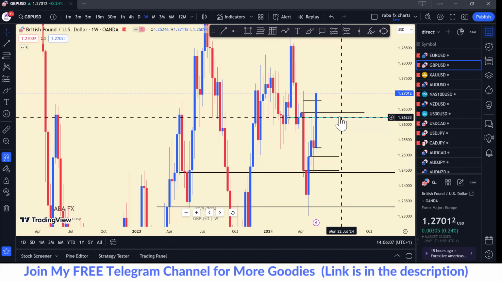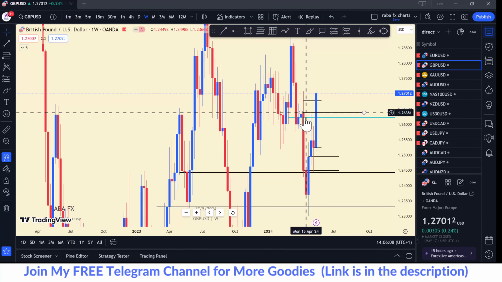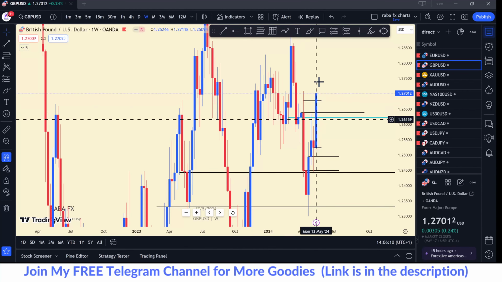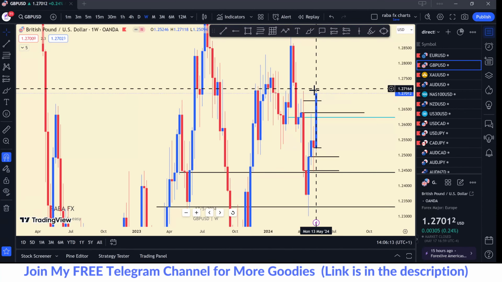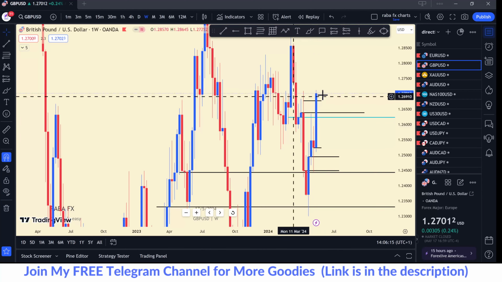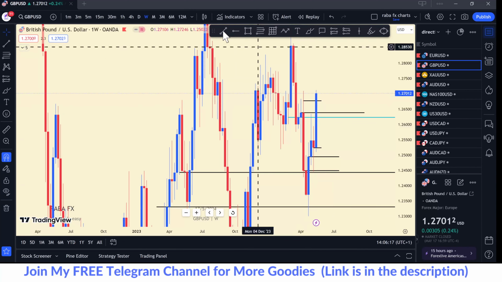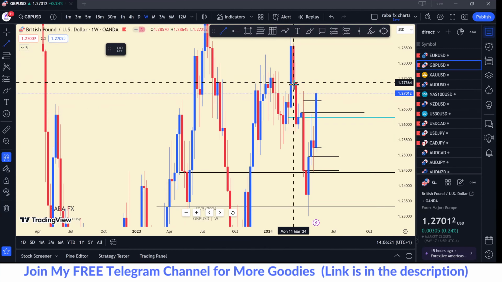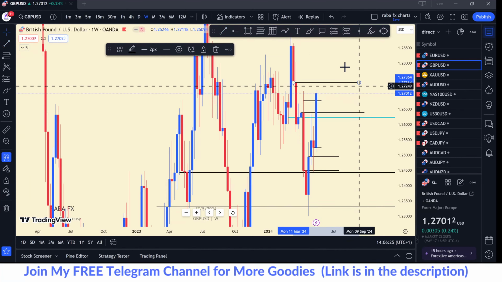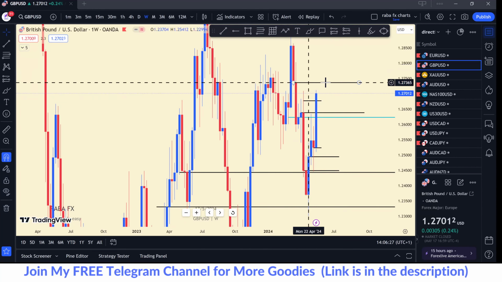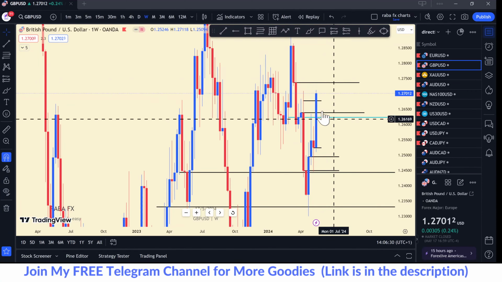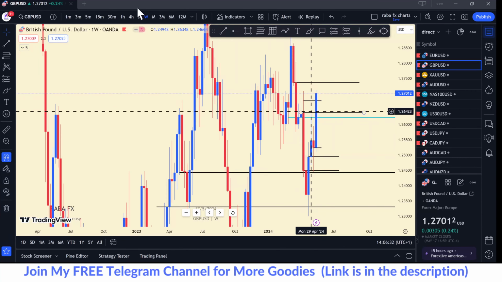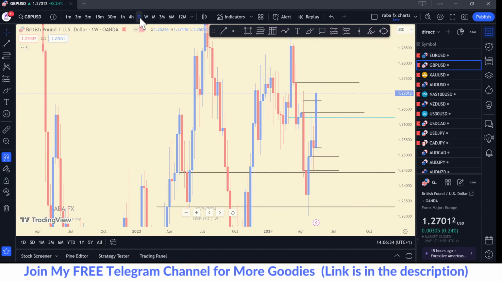Now, this closure here tells us something. What it's telling us is that price wants to reach higher. Price wants to reach higher, and we might expect price to trade up to this point before we can see any form of rejection. Initially, I was looking at here.